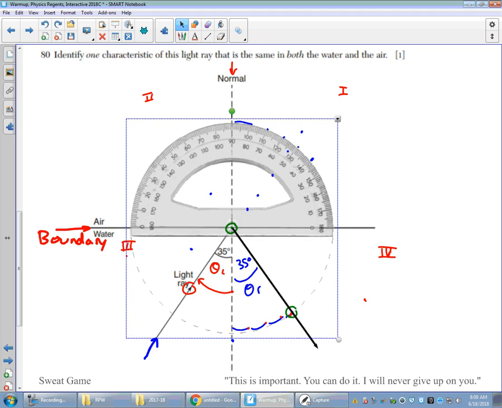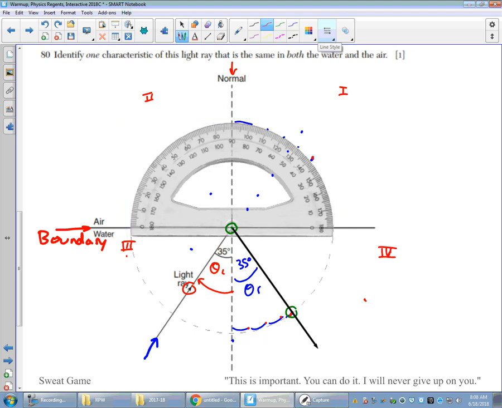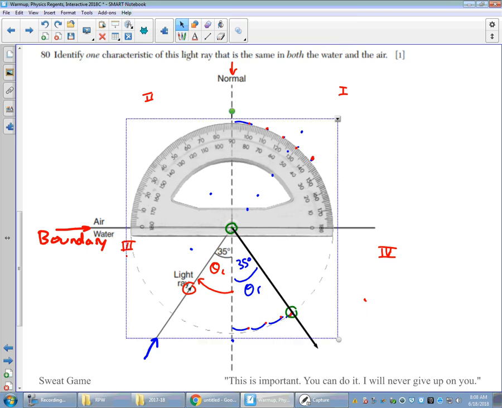Notice our mark lines up over here. I know it says 40, but that doesn't matter. 10, 20, 30, 40, 50. It's at the same spot. Don't trust the numbers on the protractor. Trust your ability to count.